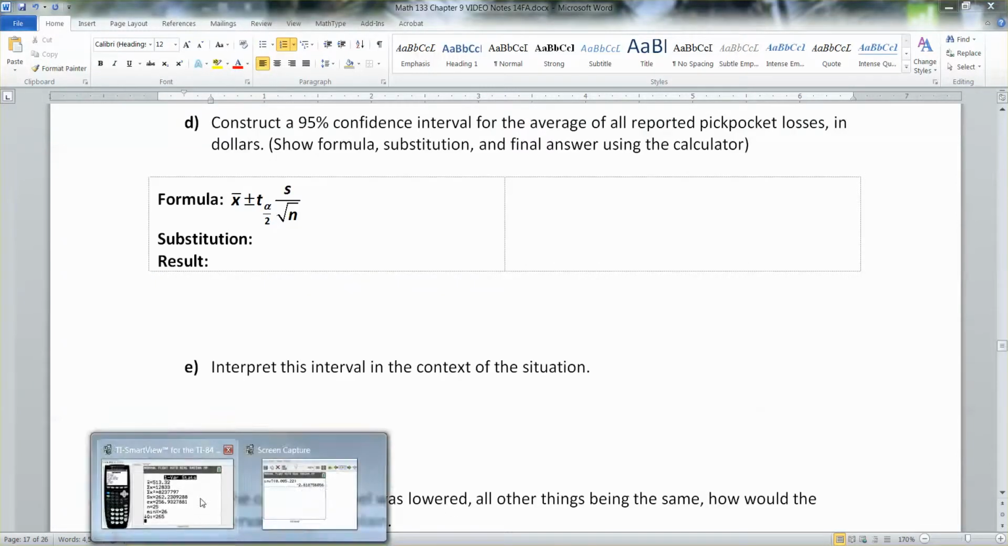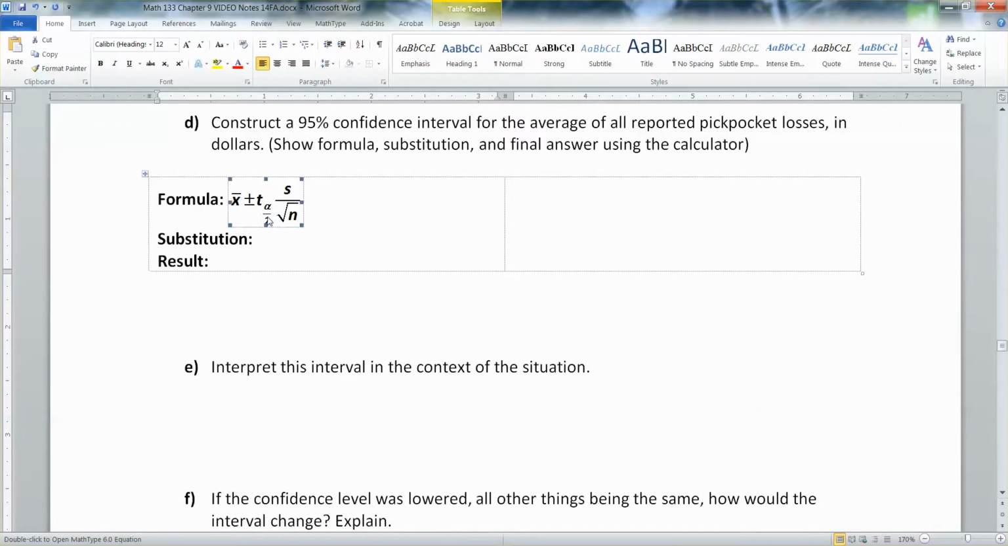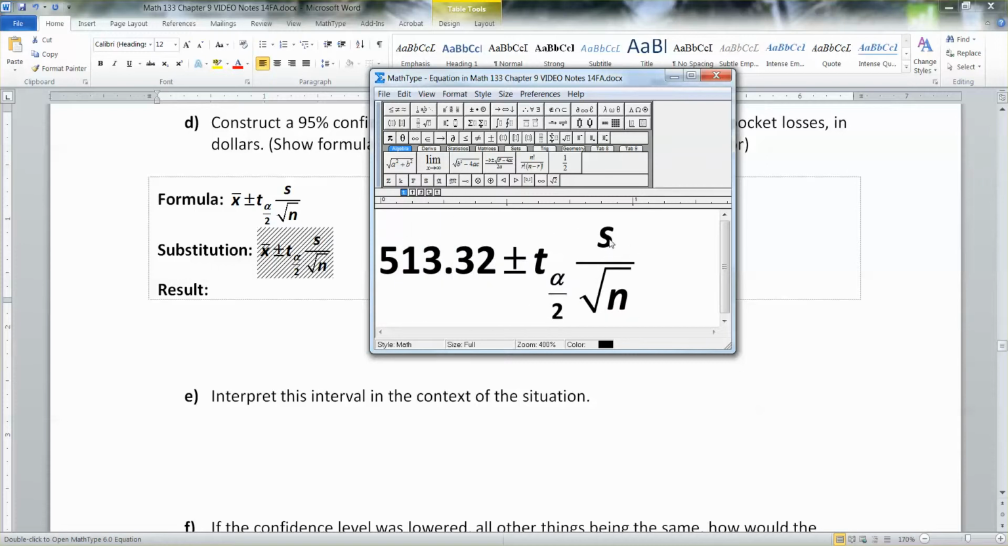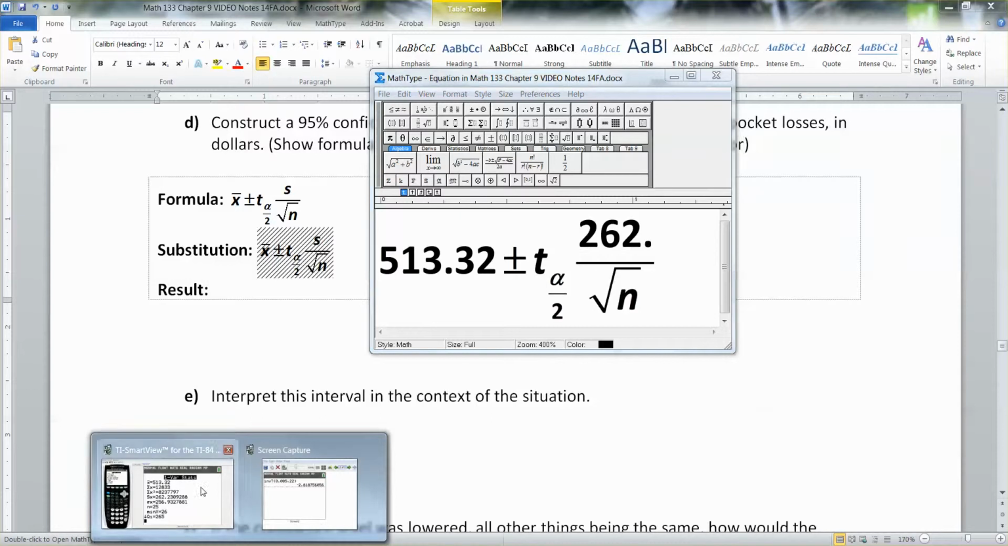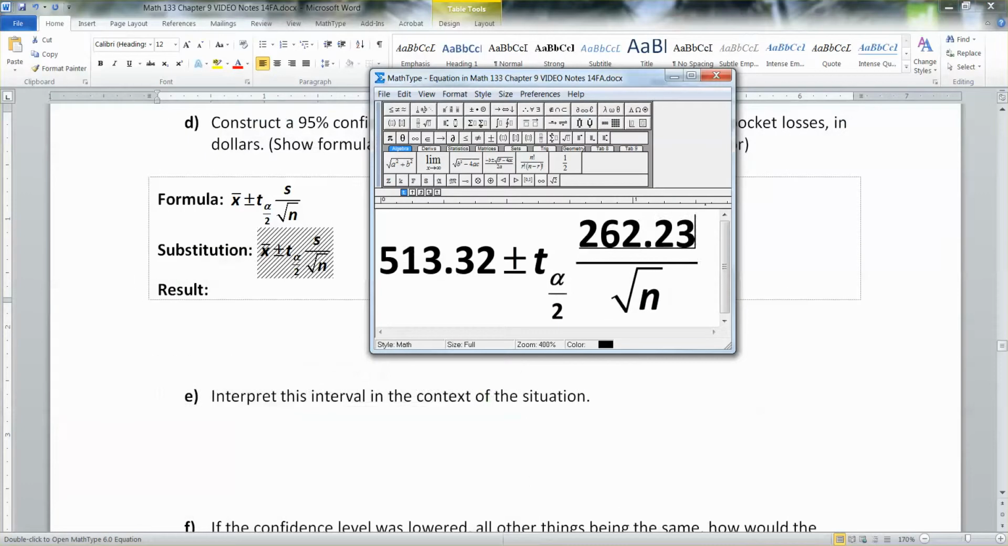All right, so let me grab the calculator. If you remember, we ran one variable stats already. So you can see x bar is 513.32, and we need s because that's our sample standard deviation, which is 262.23. So I'm going to plug in those values right there. So this is 513.32, and then s was 262.23.